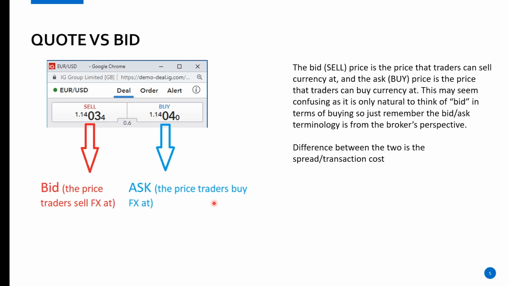Sorry, let me repeat that. The bid price is a price at which you can sell currency at. I hope that's clear. And the ask price is a price at which you can buy currency at. And the difference between the two is the spread or the transaction cost.